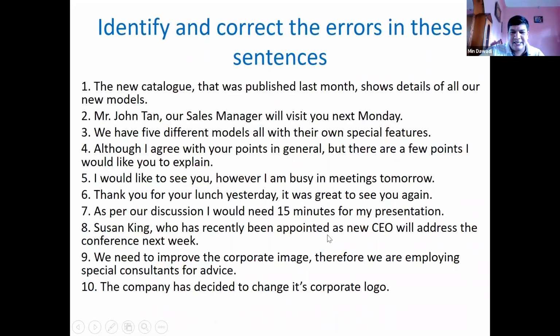Comma is necessary here because the extra information must be separated by commas. This is the extra information of the relative clause. So comma is necessary. Susan King, who has recently been appointed as new CEO, comma, will address the conference next week. Like this.